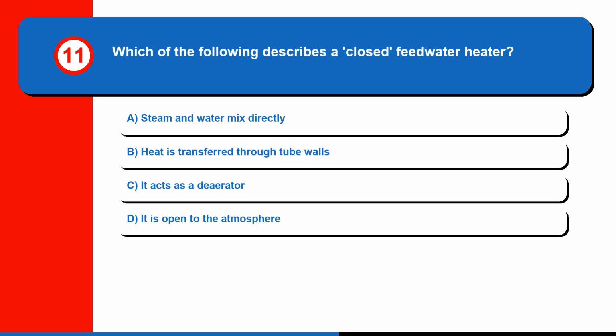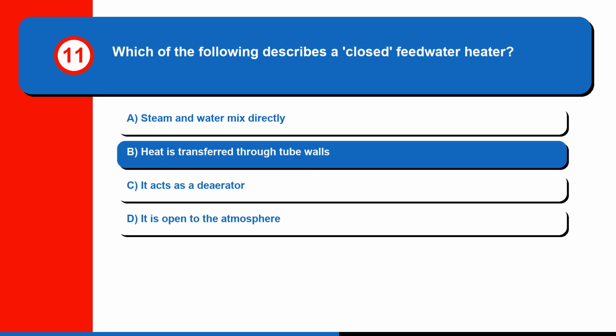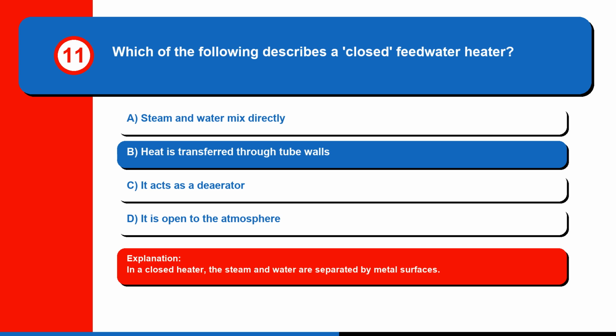Question 11. Which of the following describes a closed feed water heater? A. Steam and water mix directly. B. Heat is transferred through tube walls. C. It acts as a deaerator. Or D. It is open to the atmosphere. The correct answer is B. Heat is transferred through tube walls. In a closed heater, the steam and water are separated by metal surfaces.